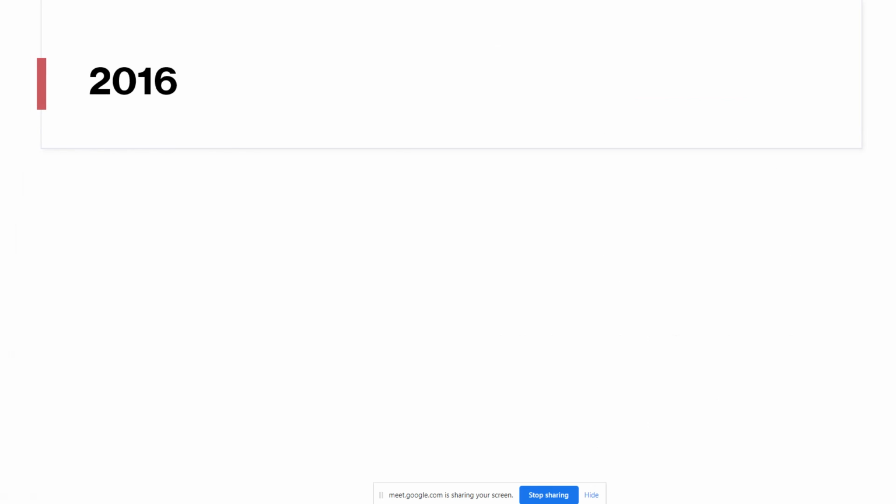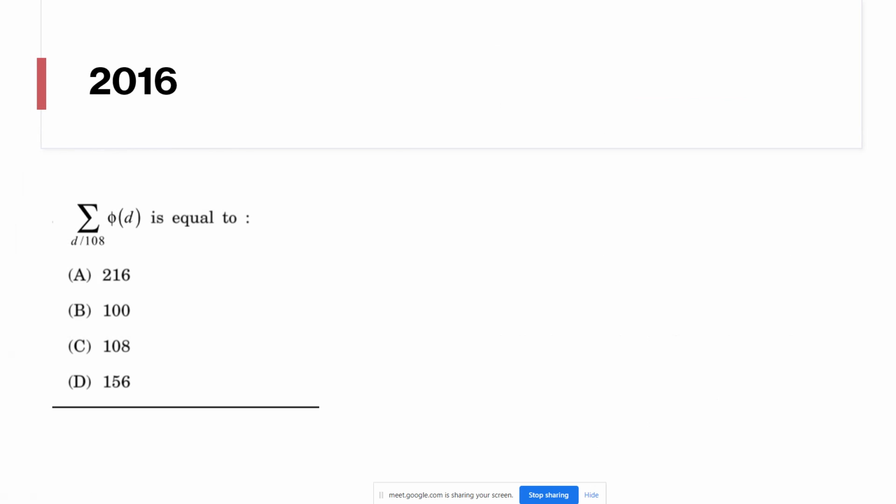Let's see 2016. So ma'am, this is one of the questions which has been continuously asked for 4 years. Means what they used to do is they used to change this number. I think 2016, 17, 18 or 15 maybe the same question. What is summation of phi of d? Right? So whenever someone covers number theory, they should definitely cover this question.